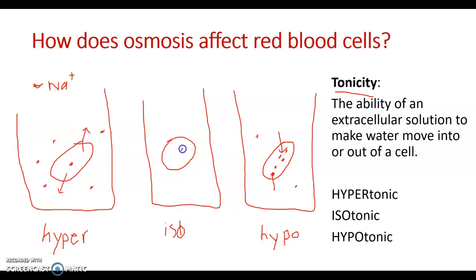Isotonic solution. So we've got the same concentration inside as we have outside. And as we hopefully remember from our last slide, that means that we're going to have an equal transfer of water from the inside to the outside. Osmosis is still going to occur. It's not going to stop. It's just going to be no overall change in that cell, in the shape or the function.